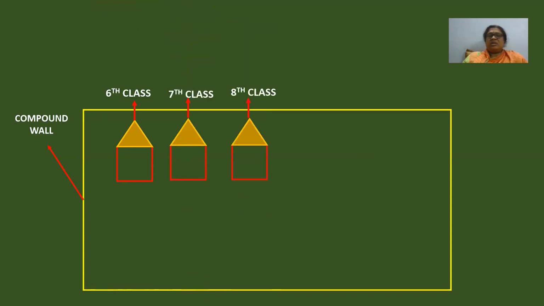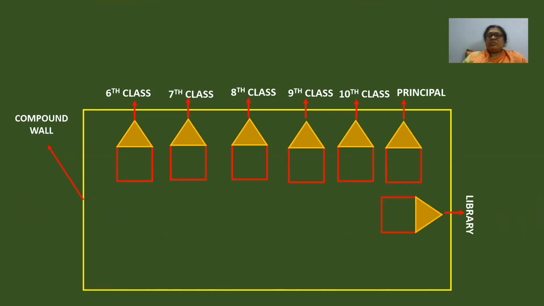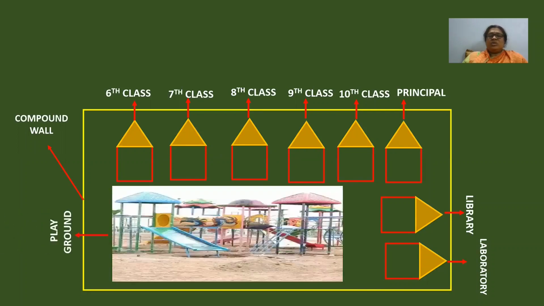Like this, when we take, this is a compound wall which is in the form of a rectangle, and these are the classrooms. This is class 6, class 7, class 8, 9, 10th class, and this is the principal room, and this is a library, and this is a laboratory, and the school has one playground also. When you observe this, all these classrooms are located within the compound wall premises itself.